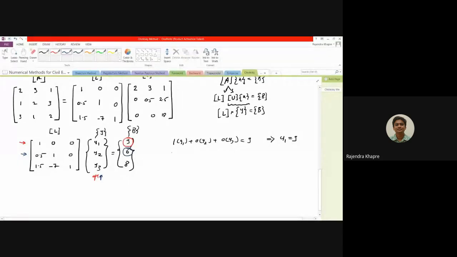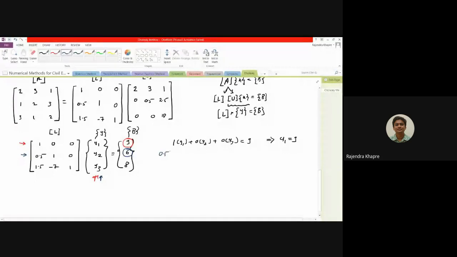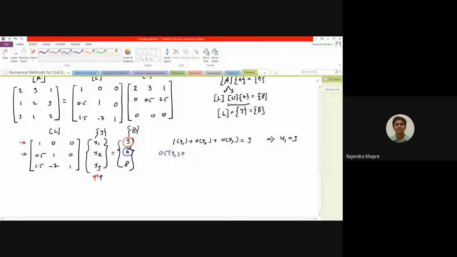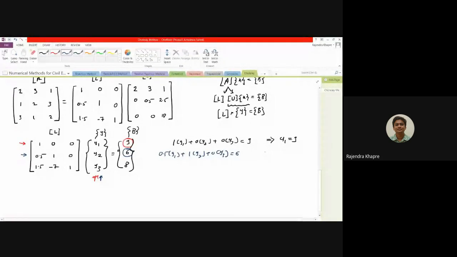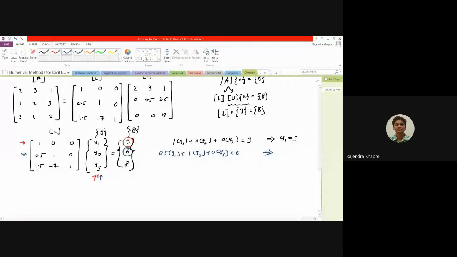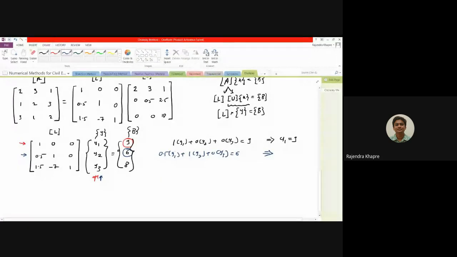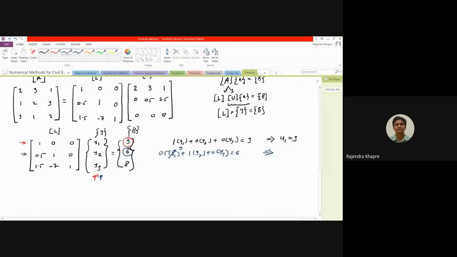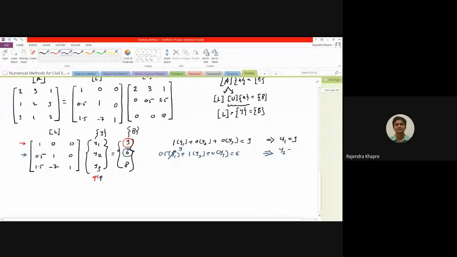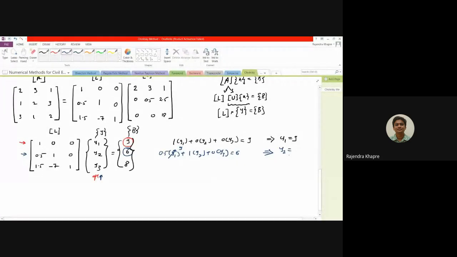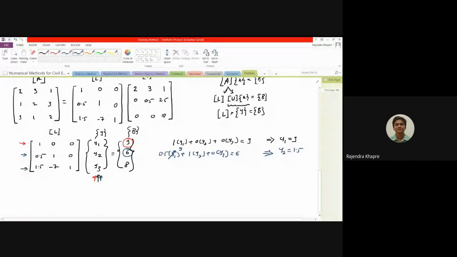Let me write it down. This will be 0.5 times y1 plus 1 times y2 plus 0 times y3. You should get this as 6. If you solve this, the value of y1 is already known to you, 9. So what will be the value of y2 now? It is 1.5. Lastly, if you multiply this particular row with this particular column, you should get 8.